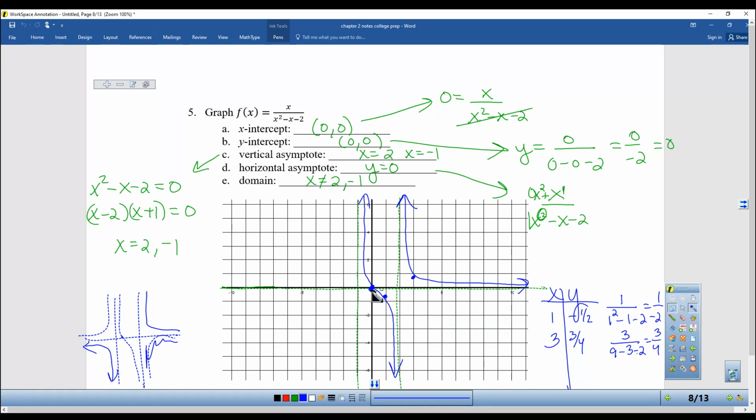We could do negative 3, but I could just do negative 2. I just need to get to the left of that asymptote. So negative 2 will give me negative 2 over negative 2 squared is 4 minus a negative 2, and then minus 2 gives me negative 2 over 4, which is negative 1/2. So at negative 2, it's negative 1/2, which is exactly where I was expecting it to be. So I can go ahead and draw this whole entire branch.